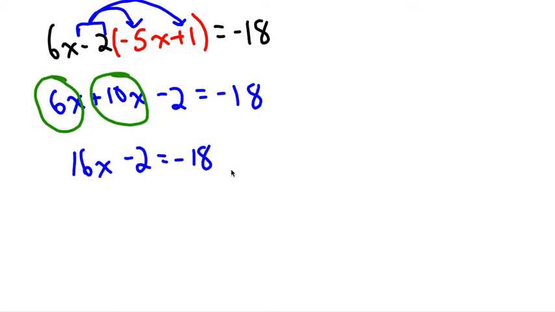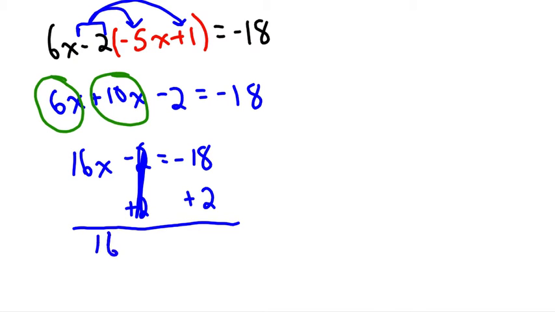Now what do I do? Well, I need to move the number with no variable. So that means I have to get rid of the negative 2. We do the opposite. The opposite of a negative is a positive. The opposite of subtraction is addition. So I need to add 2 to both sides. Negative 2 plus 2 is 0. They cancel out. I'm going to bring down my 16x equals, over here on the right hand side, negative 18 plus 2 is negative 16.